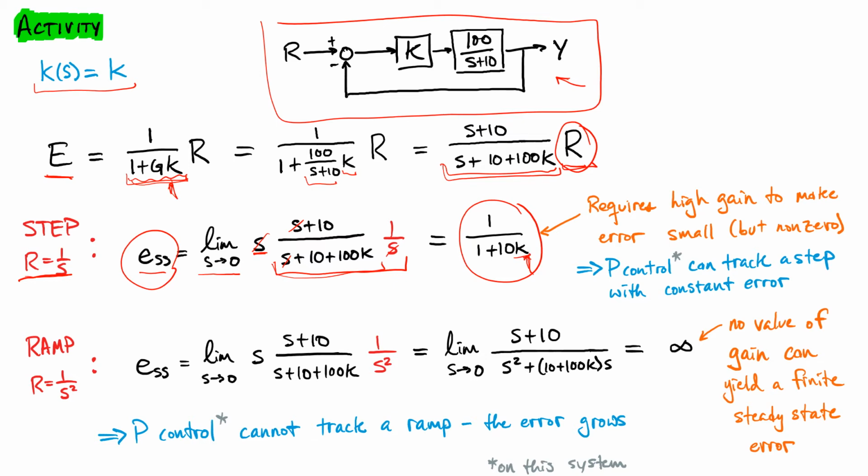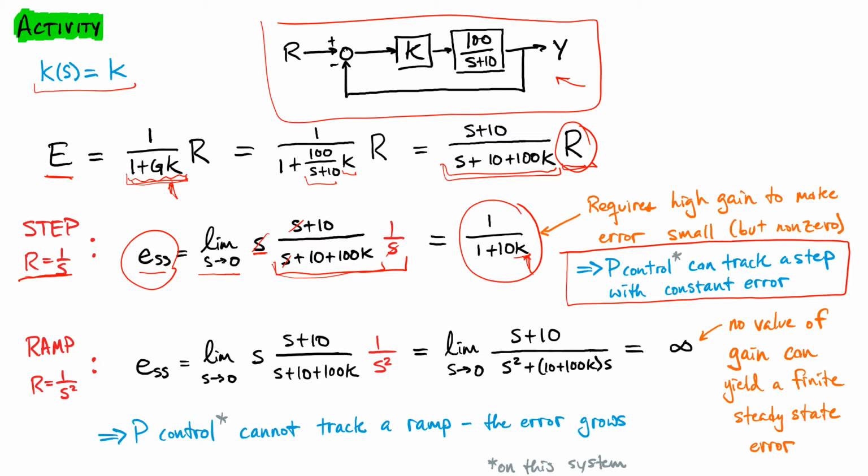And so the statement that we'll make is that proportional control on this system here can track a step. So we say that it can track a step, but that it has a constant error. And so that's the terminology that we'll start to use now.